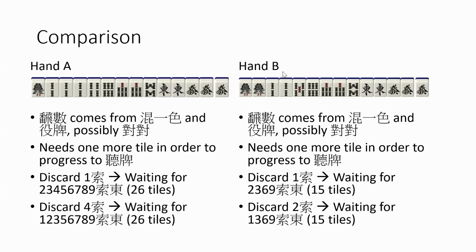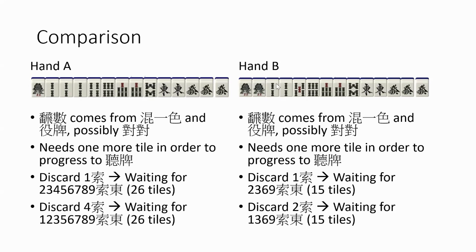Say for example, in hand B, you now have 14 tiles, right? Suppose you discard the 1索 and subsequently you draw, say, the 9索. In this case, you will probably discard the extra 1索 and then you will be waiting for the 2索 and also the Dong, right? So you should be able to see that for both hands, you will need one more tile in order to declare 叫胡 or 聽牌. So we will try to discard one tile, okay?